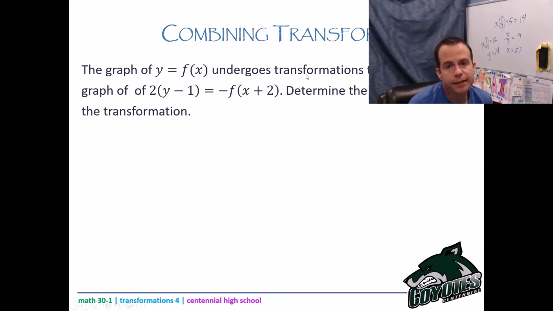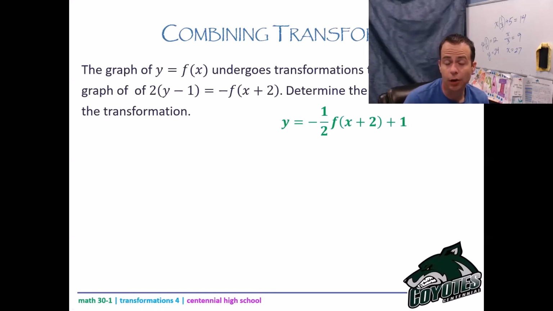So I want to get this to say y equals first, and then I'll try and read the mapping rule from there. I'm going to divide both sides by 2. And that's going to end up with a half on this side. But then that leaves me with a y minus 1 here, so I'll also have to add 1 to both sides. So when I clean up that equation, I get y equals negative 1/2 f of x plus 2 plus 1.